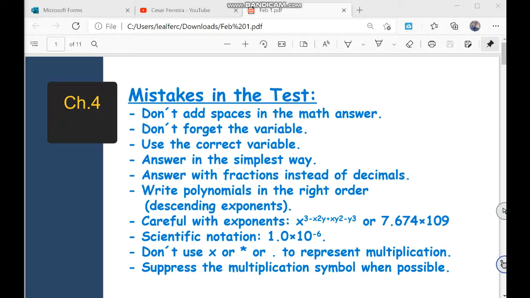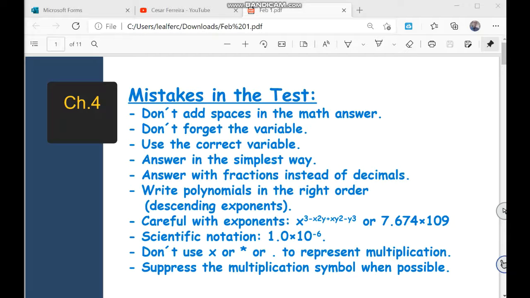First one, don't add spaces in the math answers. No spaces, you don't need spaces. Space is for if you're writing a text, if you're writing a sentence. If you're writing a math answer, don't use spaces. It will make the answer wrong.